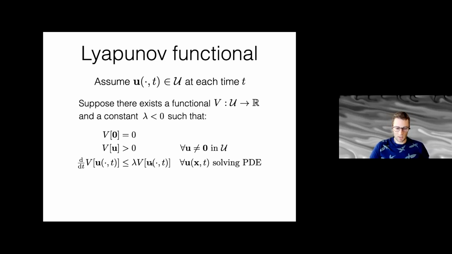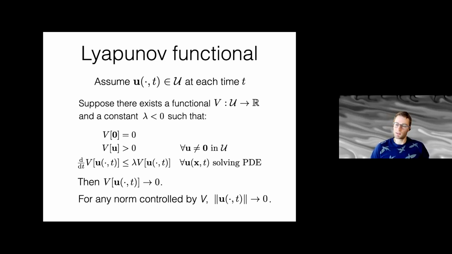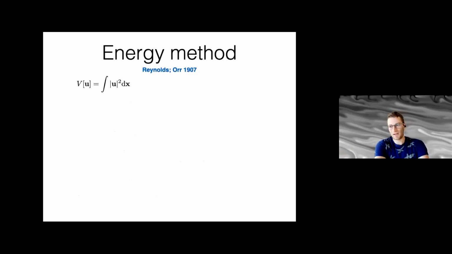Then by some kind of Gronwall type argument, you can say that V goes to 0 as time goes to infinity. And this will imply, for any norm that's controlled by V, that the norm of perturbations also goes to 0. In other words, the laminar state is globally attracting in the sense of this norm. The question then is, what functional V should you choose to try to show that it goes to 0 as time goes to infinity? Well, in the history of fluid dynamics, this has been done essentially in one and only one way.